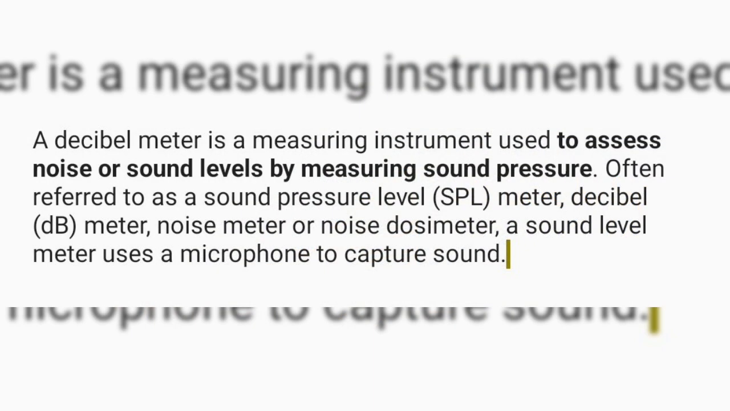A decibel meter is a measuring instrument used to assess noise or sound levels by measuring sound pressure. Often referred to as a sound pressure level (SPL) meter, decibel (dB) meter, noise meter or noise dosimeter, a sound level meter uses a microphone to capture sound.